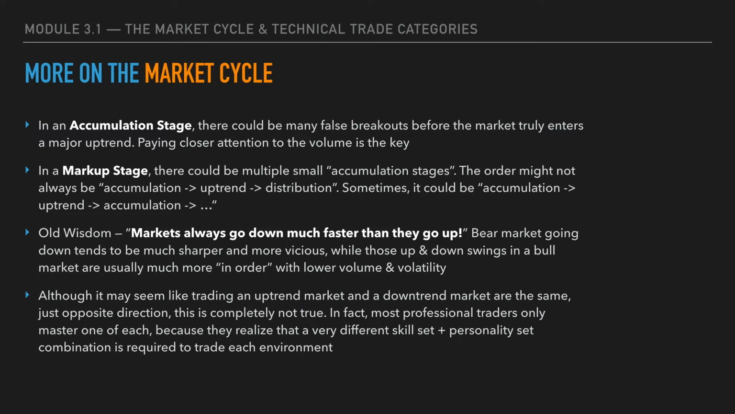Next, although it may seem like trading an uptrend market and a downtrend market are the same, just in the opposite direction, this is completely not true. In fact, most professional traders only master one of each, because they realize that a very different skill set plus personality set combination is required to trade each market environment.